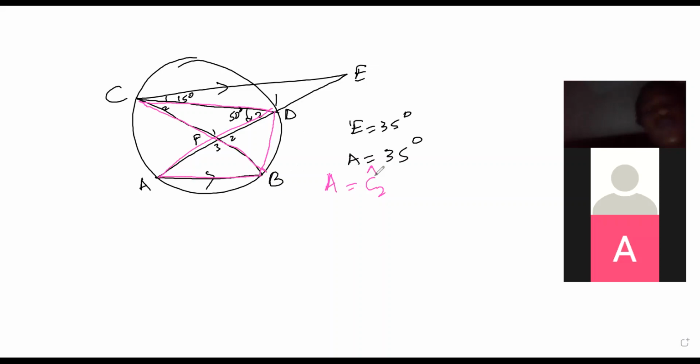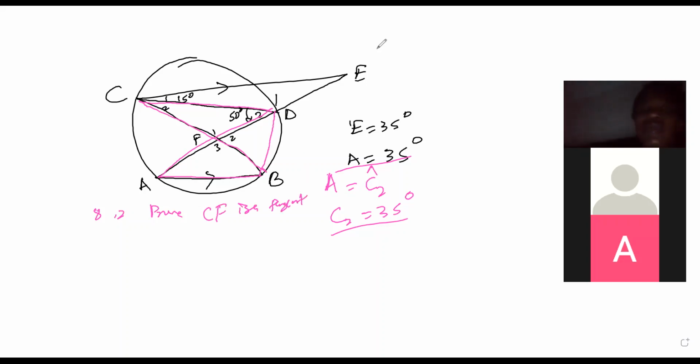Okay, yeah, so that's that. Therefore, C2 will be 35 degrees because A is 35. So we've got A and C2. The next question, they wanted you to prove that CF is a tangent. So 8.2, they were saying prove that CF is a tangent.